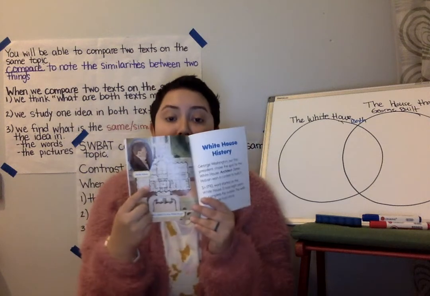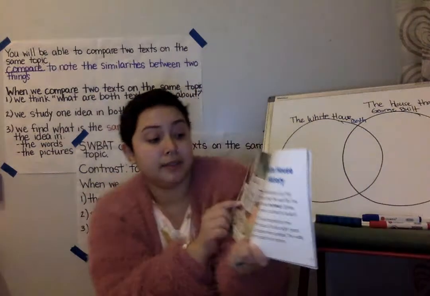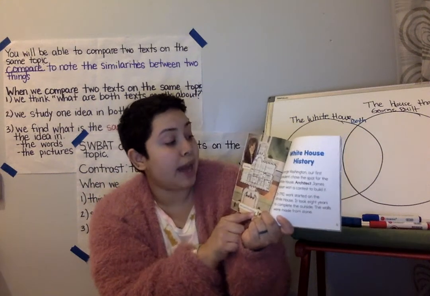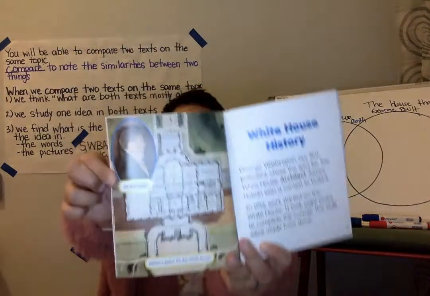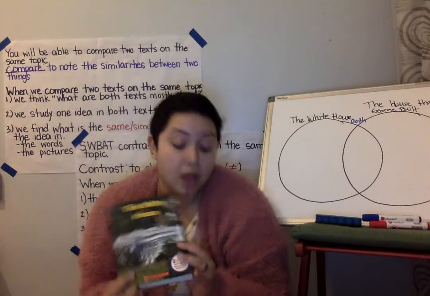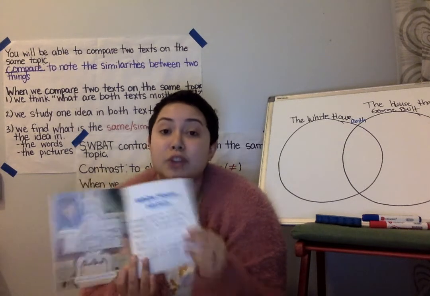So here's an old illustration of what the White House looked like, or the architect's work. And it says Hoban's sketch for the White House. And that's who the architect was. Now, we're going to stop reading this text for now, and then we're going to start reading The House That George Built, so that we can compare and contrast our text.